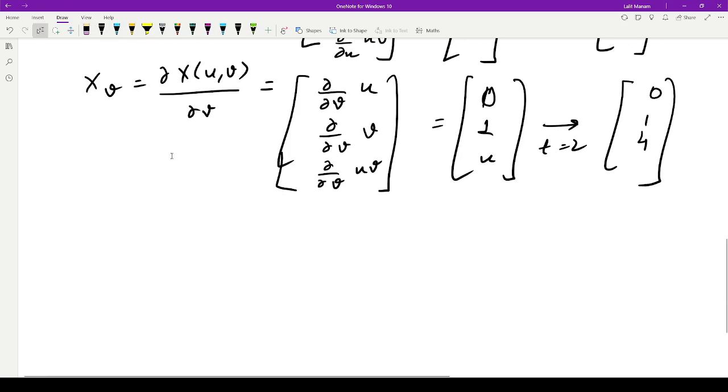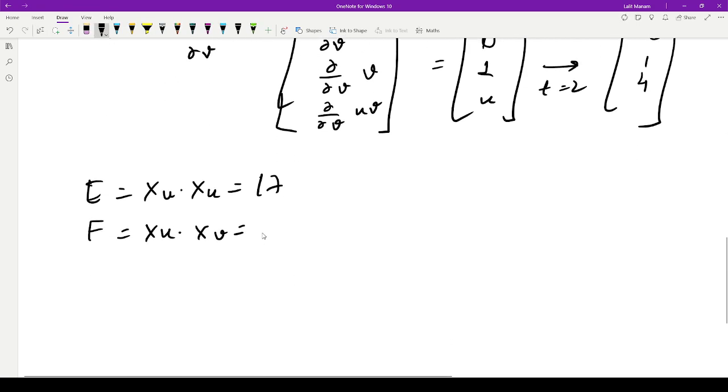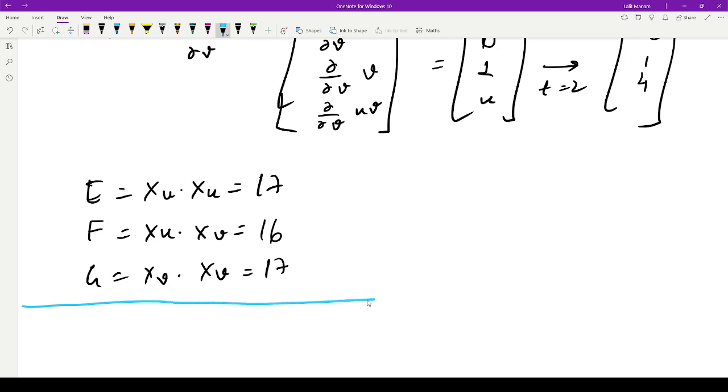Now what is left? E equals xu dotted with itself, which is 17. F is xu dot xv, which is 16, and G is xv dot xv, which is again 17. So this is the answer. Any doubts computing the coefficients of the first fundamental form? No doubt, sir.